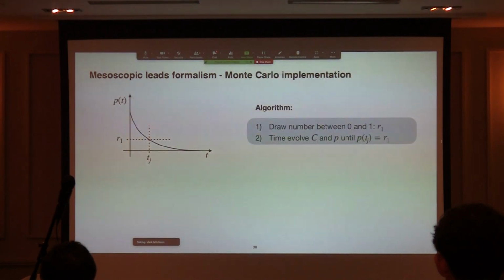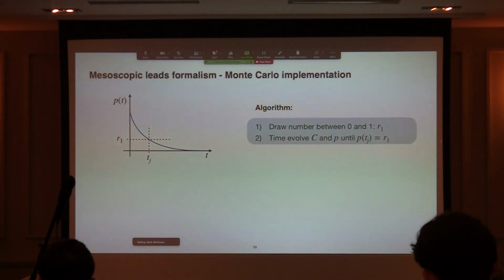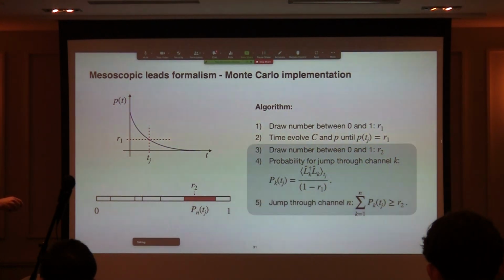So once you know this description, you want to implement it numerically, and you do that in a Monte Carlo fashion, where you first draw a random number between 0 and 1. Then you time evolve the covariance matrix and the survival probability according to the equations I've shown you before. And once the survival probability hits this random number, a jump occurs. So that's how you compute Tj.